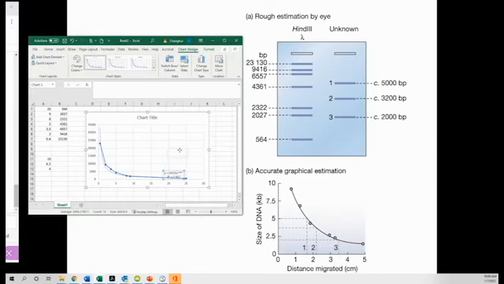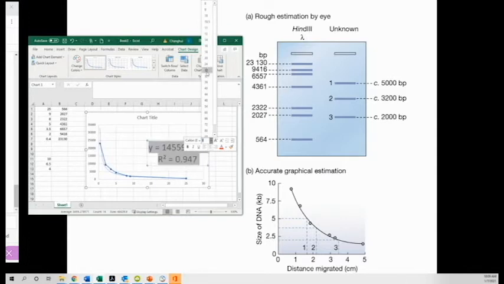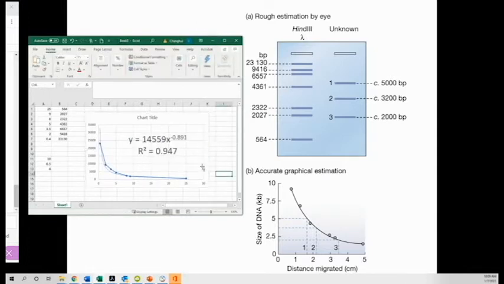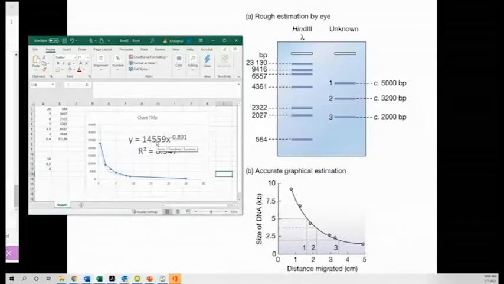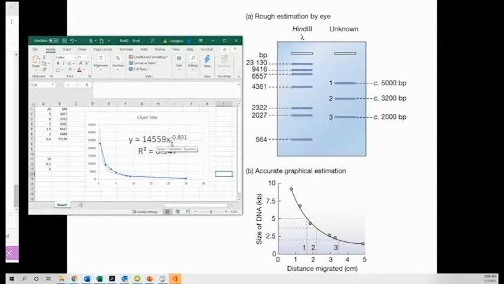So you see the equation here. The R squared is 94%, which is very close. Let's make it bigger so you can see. So this is the equation: y equals 14,559 multiplied by x to the power of negative 0.891. X is the migration distance, and y is the DNA size.